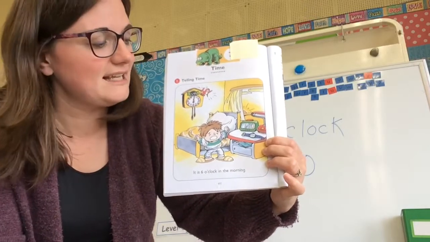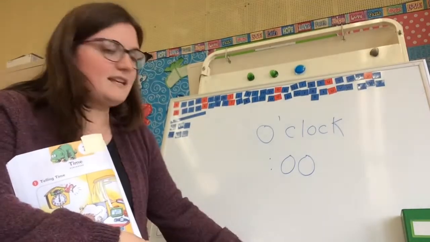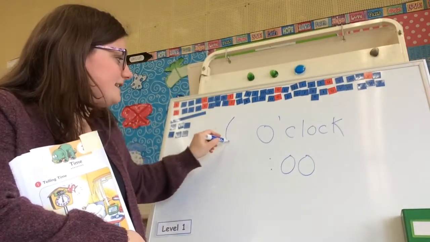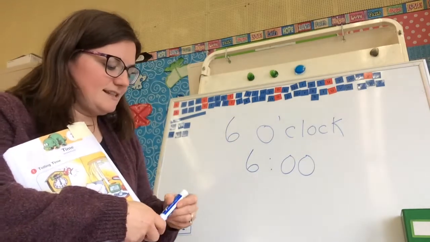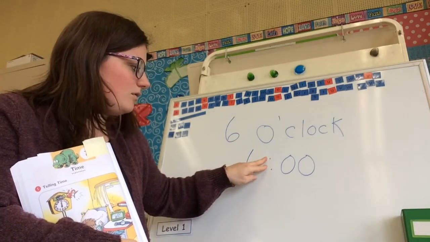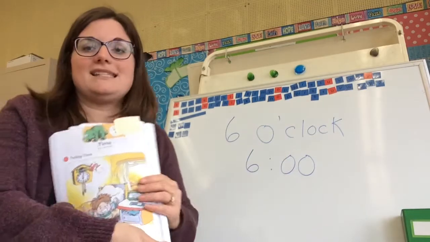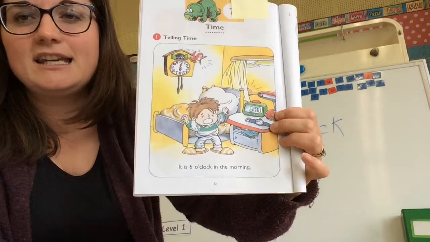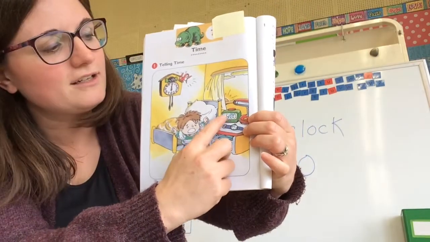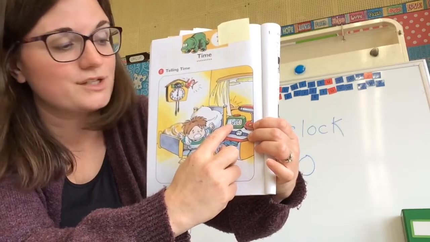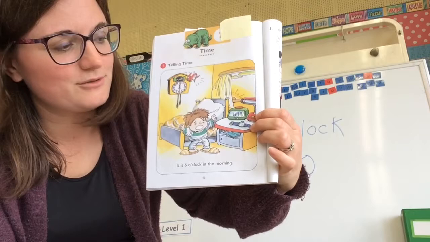Say that with me. 6 o'clock. And again, I can write it like this. I can write it in words. I can say 6 o'clock, or I can write it in digits. 6 and our 2 dots, our colon, and then we can do 0, 0. Do you find anything else in here that tells the time? You might see the alarm clock in here, and that's showing how we could write it with numbers. 6 is the hour, 2 dots, o'clock, 0, 0.